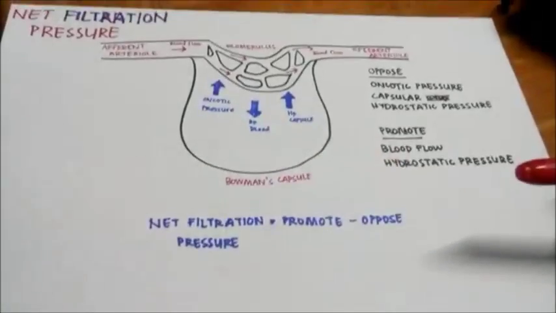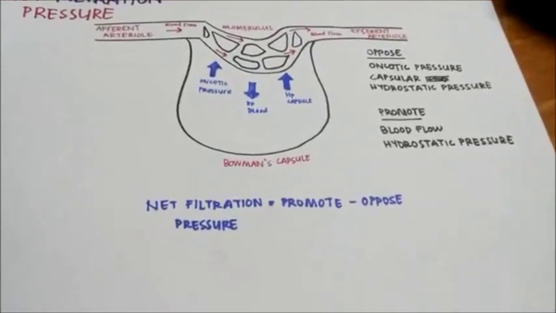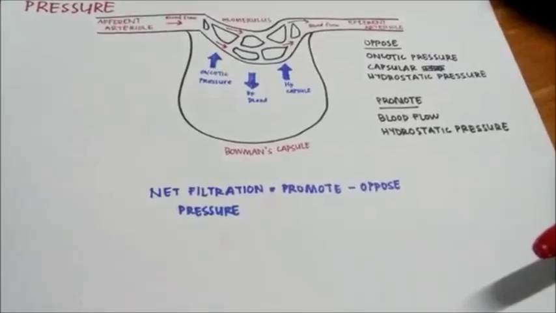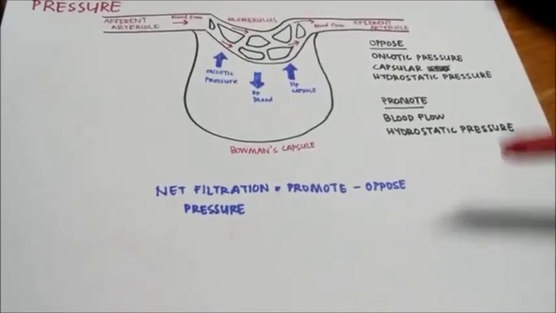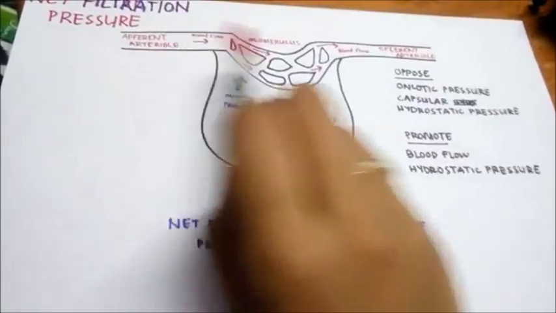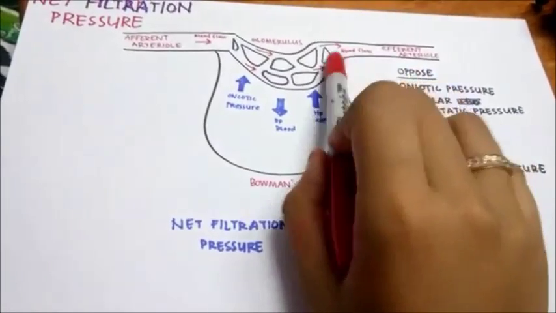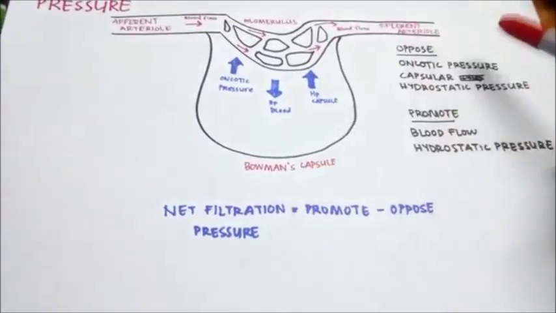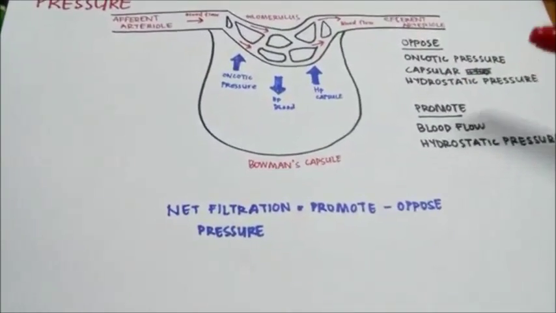Okay, hi everyone. Now we're going to talk about the net filtration pressure that occurs in the nephrons. So, net filtration pressure in the Bowman's capsule is the pressure that occurs when the blood flows from the afferent arteriole to the efferent arteriole through the glomerulus. The forces that are involved in this process are called Starling forces.